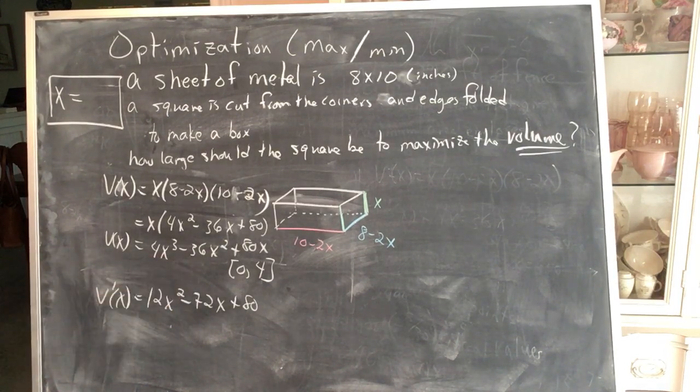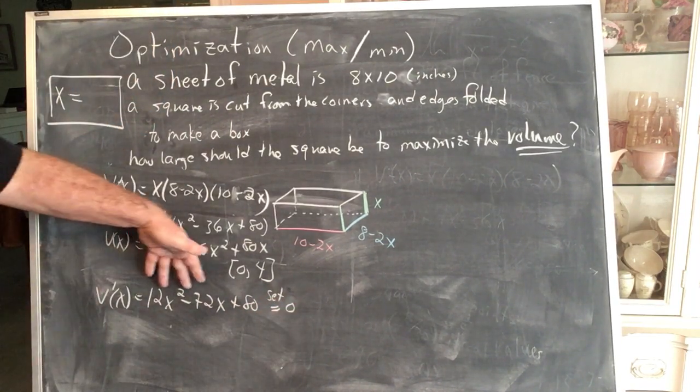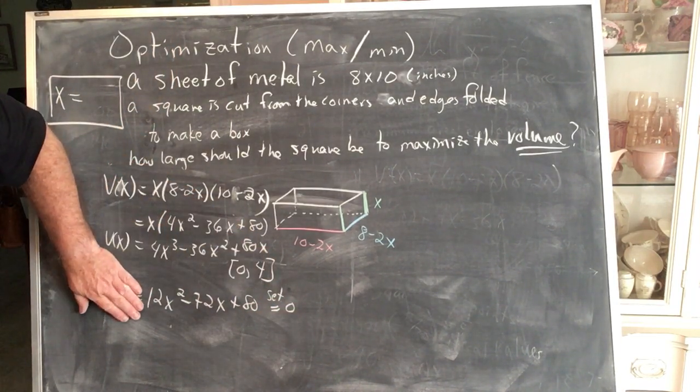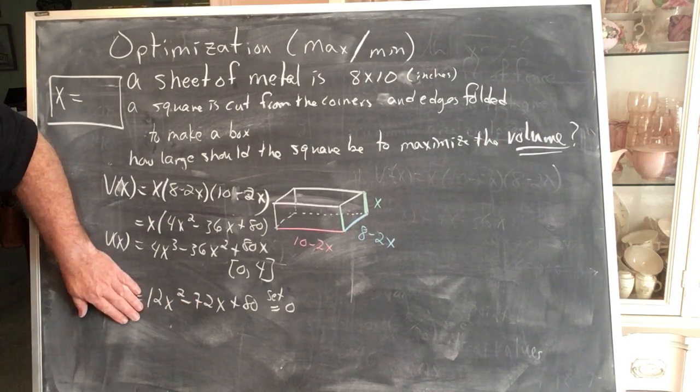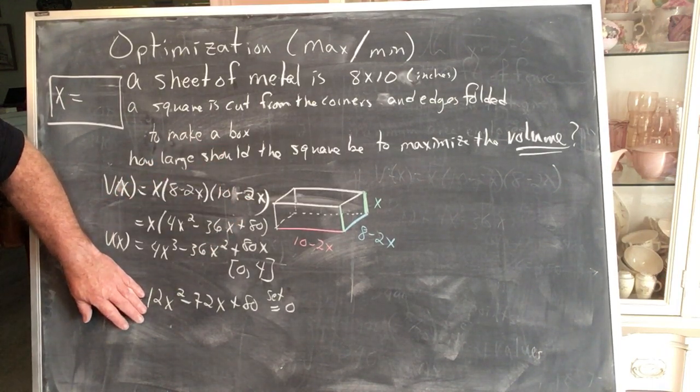There are no type 2 critical values. We're only trying to find type 1 critical values. So we set this equal to 0. Now, once you set this equal to 0, you have an equation. We can divide both sides of the equation by a value to make these numbers smaller. I'm going to divide everything on both sides of the equation by 4.